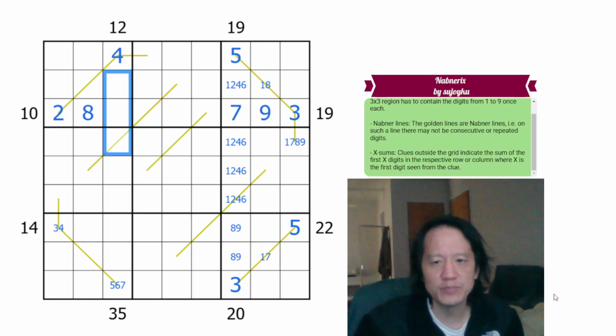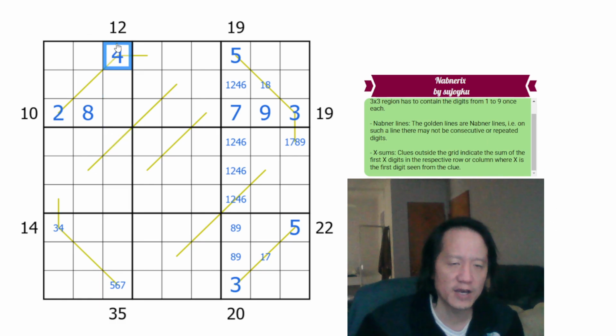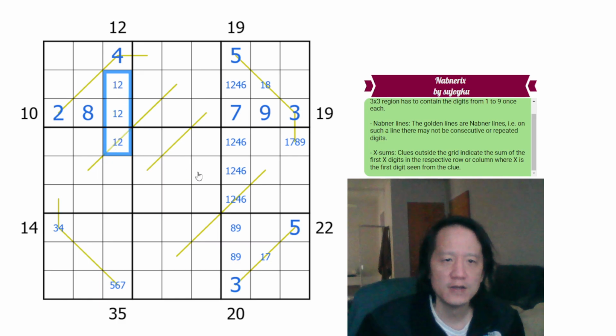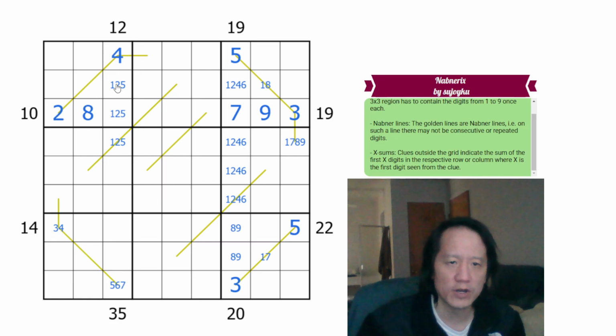The only possibilities for 3 unique digits adding up to 8 are 1, 2, 5, and 1, 3, 4. But it can't be a 4 because we already have a 4. Therefore, this must be 1, 2, and 5. Well, 2 can't be in those two cells because of this 2 right here. So this can't be 2. Therefore, this must be 2 here. And this can no longer be 5 because of these 4 cells.